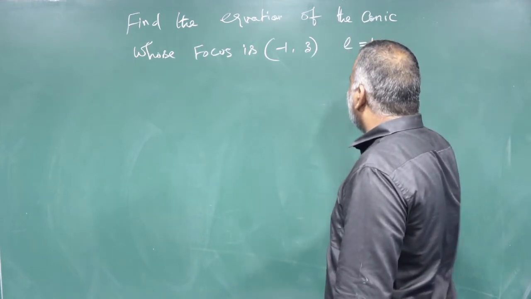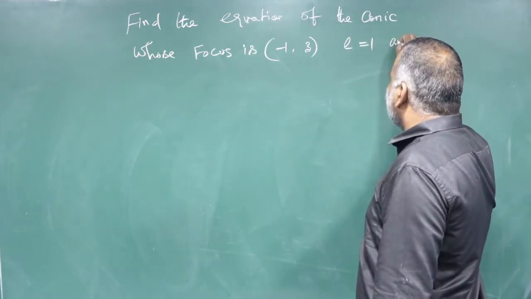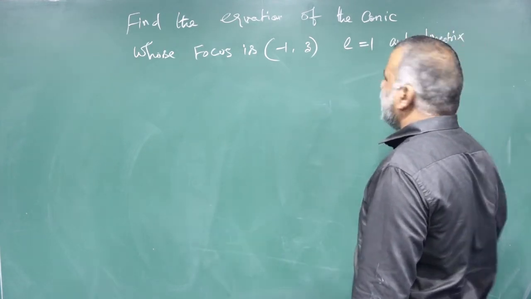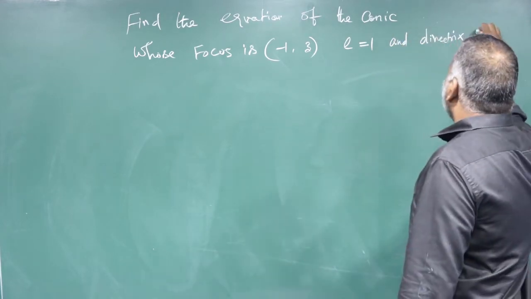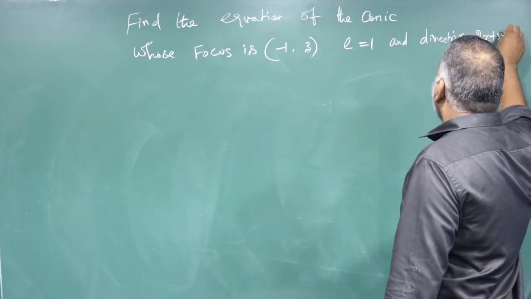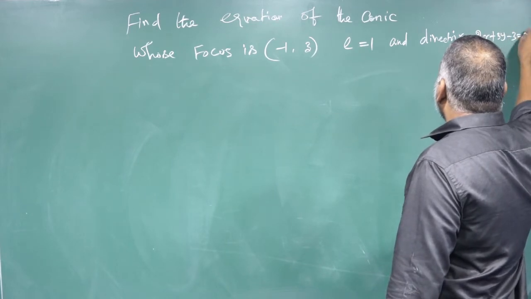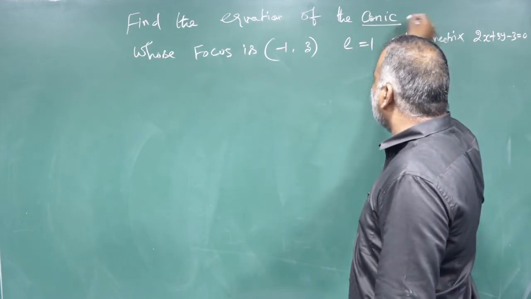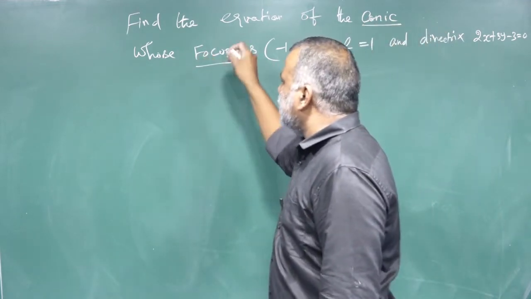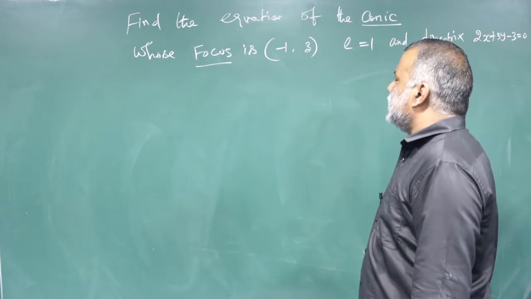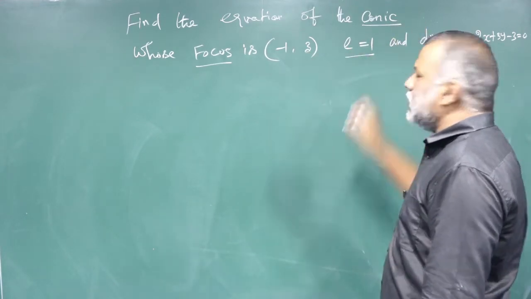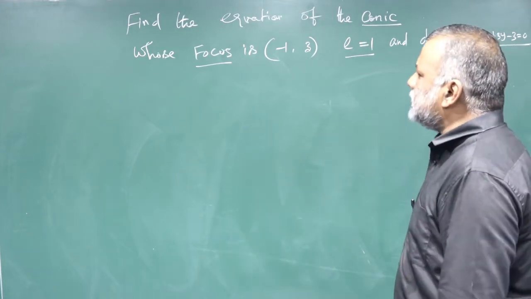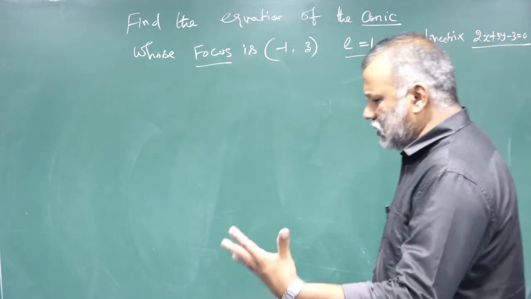Eccentricity E = 1 and the directrix is 2x + 3y - 3 = 0. Listen, find the equation of the conic whose focus is given. Focus is (-1, 3). E = 1, that is eccentricity equal to 1. Directrix is 2x + 3y - 3 = 0.